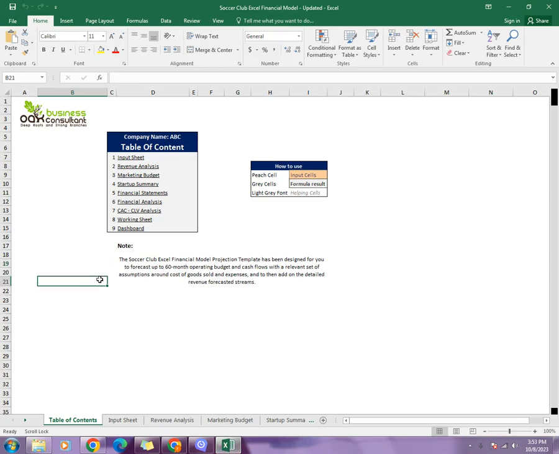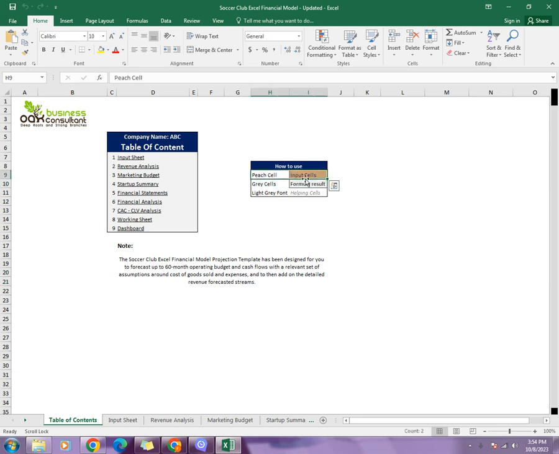Today we have brought you another financial model. This one is the Soccer Club Excel financial model. As you can see over here, it includes the input sheet, revenue analysis sheet, marketing budget, startup summary, financial statements, financial analysis, CAC-CLV analysis, working sheet, and dashboard.